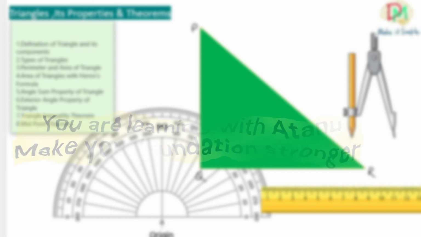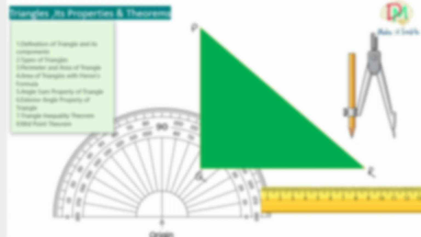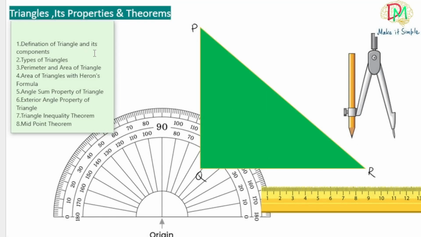Hi, I am Atanu. In this tutorial video, you learn triangles, its properties and theorem. Here I cover definition of triangles and its components, type of triangles, perimeter and area of triangles with Heron's formula, angle sum properties of triangle, exterior angles properties of triangle, triangle inequality theorems, midpoint theorem, and also some important diagrams related to triangles.